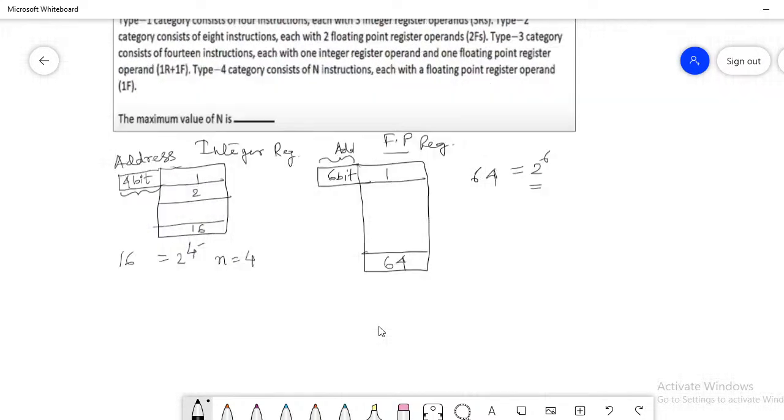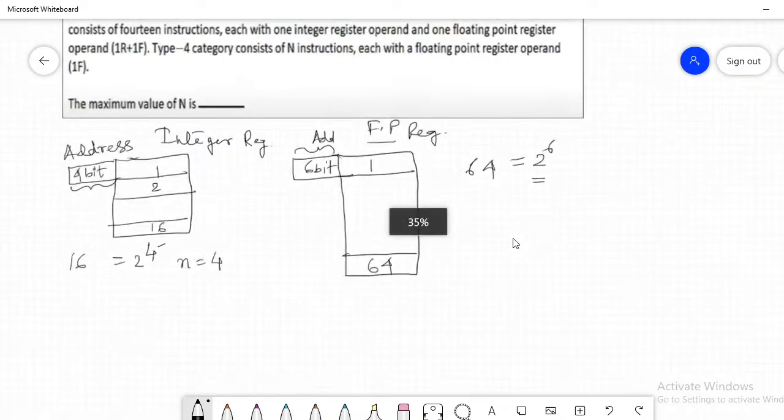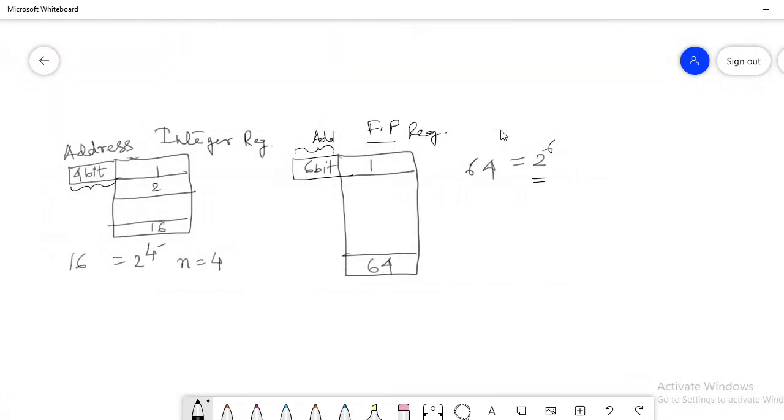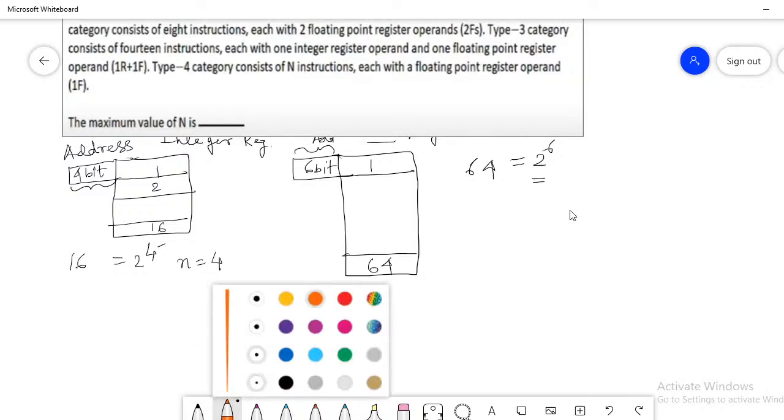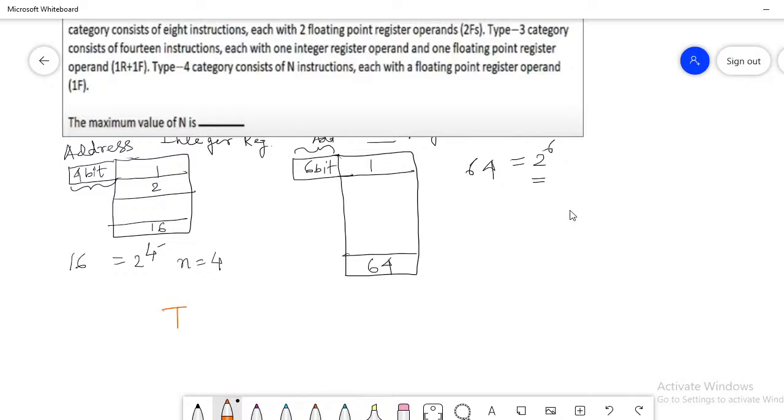So when you have 4 types of instruction, we will be just writing one by one. I will be having the 4 types of instruction. Okay, so when you are having 4 types of instruction, I will be writing the type 1 instruction.